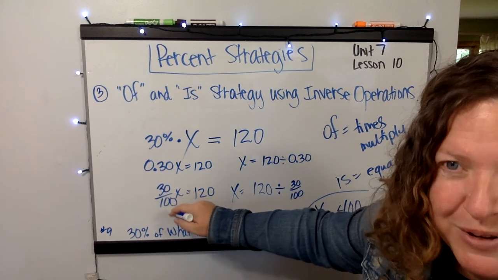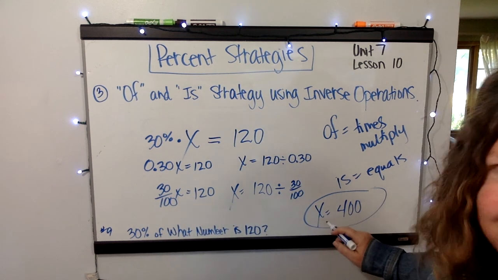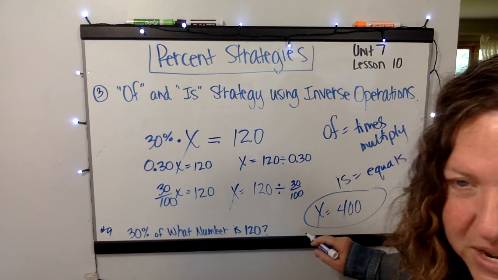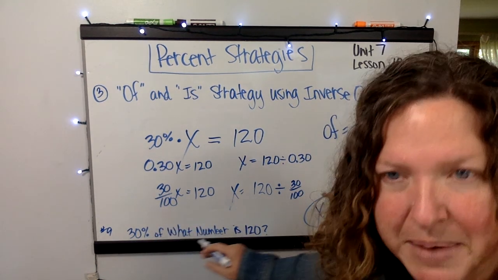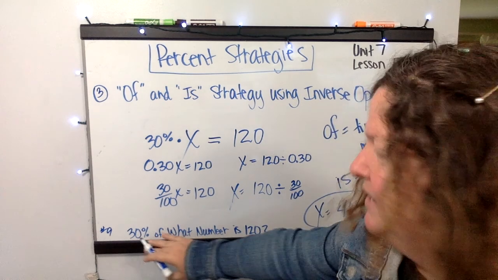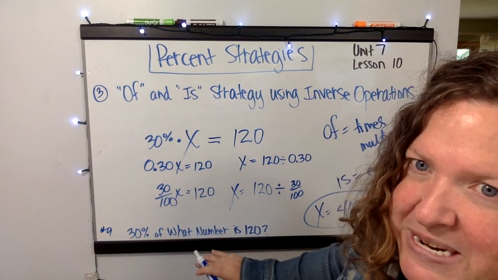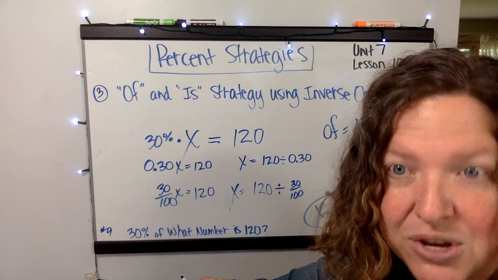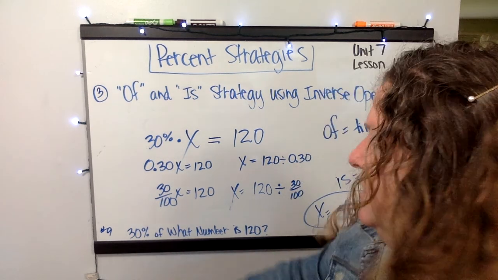Okay, so either way, no matter how you set these problems up, you both need to divide by whatever is being multiplied by X. That's the idea of inverse operations. And they both give us that X equals 400. Now, before we're done, we're going to put that back into our problem and see if that makes sense. Because if as we read it, that answer doesn't make sense, we know we might have made a mistake. And then we just go back and find the mistake and fix it.